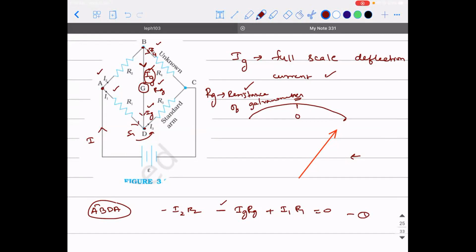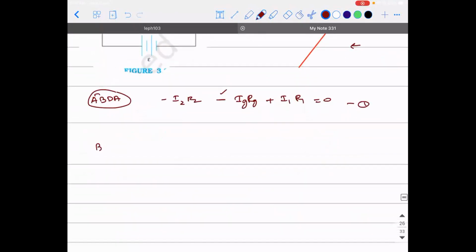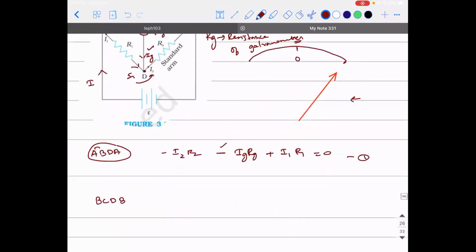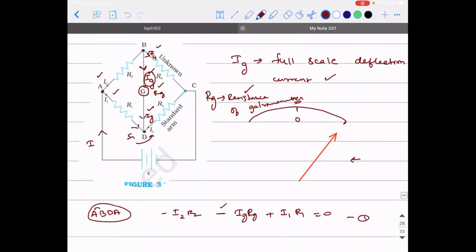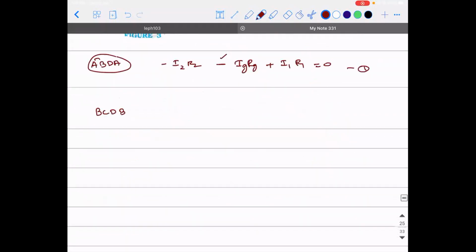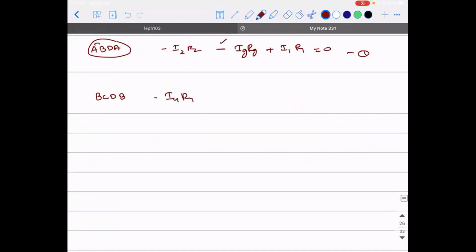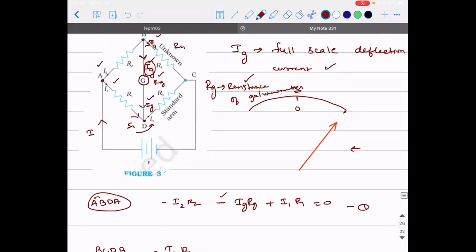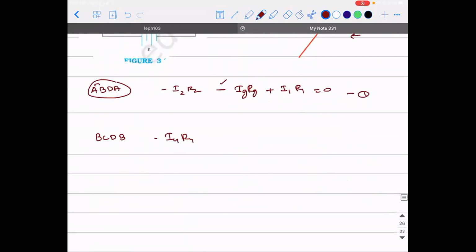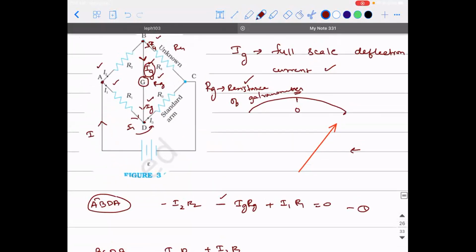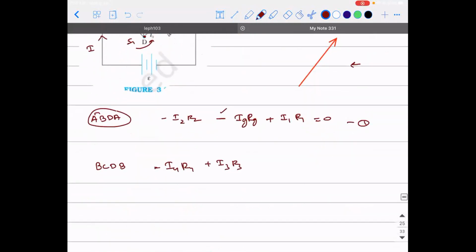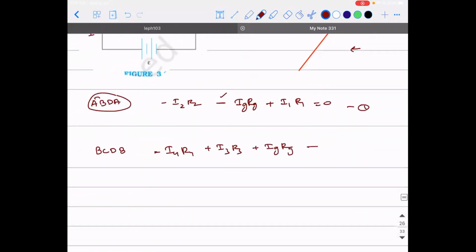Yes. Now, if I take the loop BCDB, tell me how to write the equation. Let me call this resistance R4. When I go from B to C, it is I4 into R4 with a negative sign. When I go from C to D, it is I3 into R3 with a positive sign. Correct? When I go from D to B, it is IG into RG with a positive sign. And let me call this equal to 0. Let me call this equation number 2.